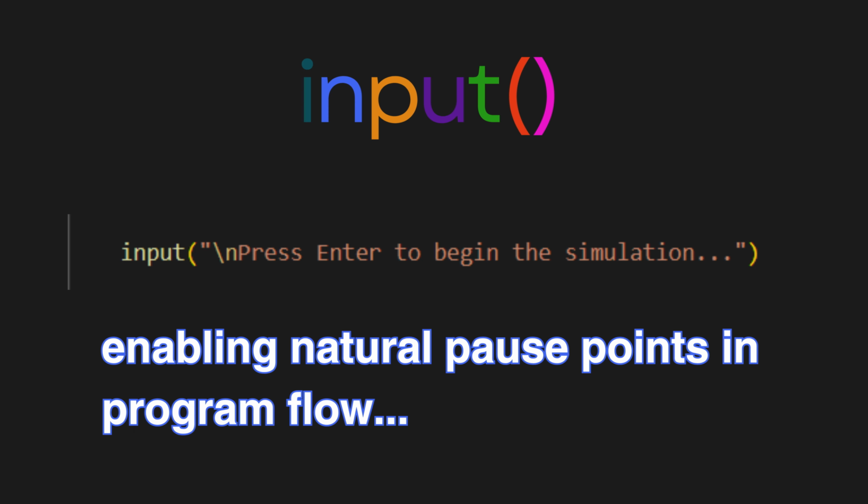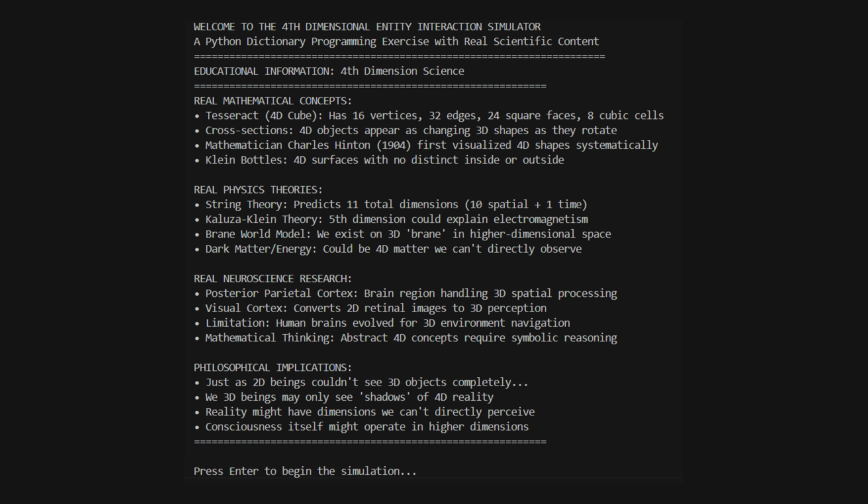Instead of running automatically from start to finish, your 4D simulation pauses and gives users control over when the simulation begins. The concept of interactive programs that respond to user control enables natural pause points in a program flow. Users can read the educational information, mentally prepare for the simulation, and proceed when they're ready. Your simulation, in this context, creates this pause, helping to ensure users have time to absorb the educational content before experiencing the full 4D interaction demonstration.